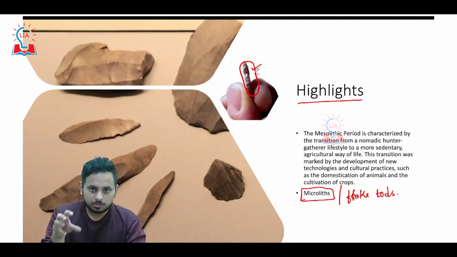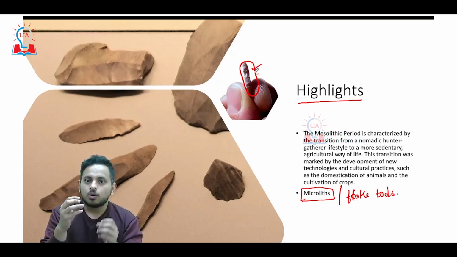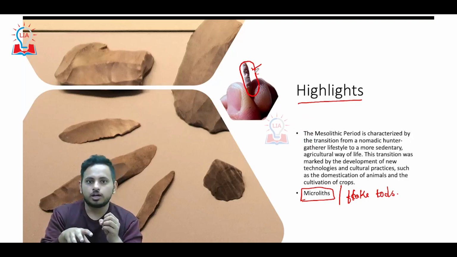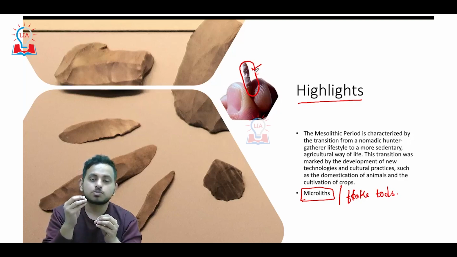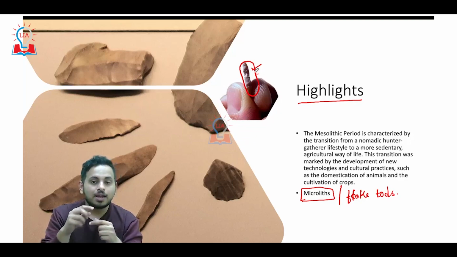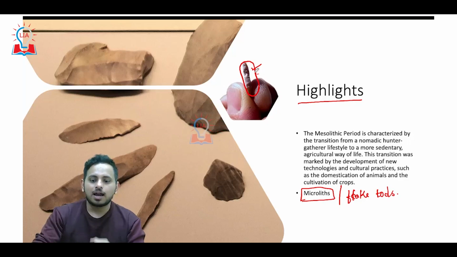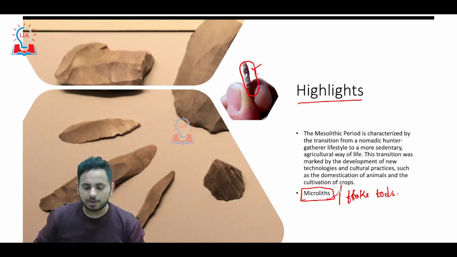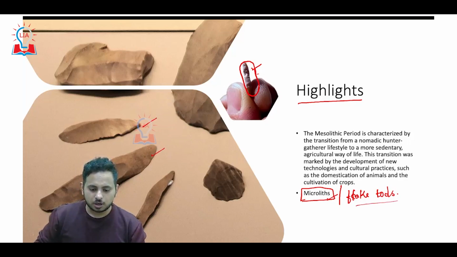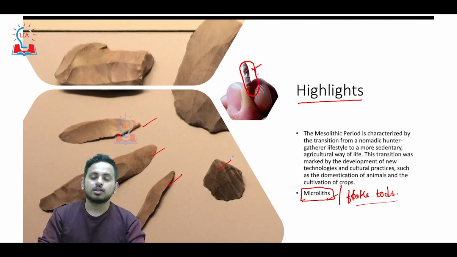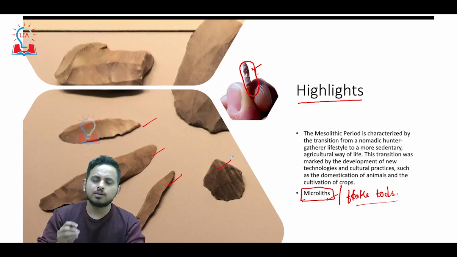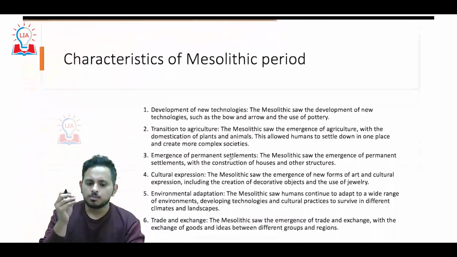But in the Mesolithic period, he picked up the part of the bigger stone that had fallen down. A small part of a bigger stone had fallen down, and he picked it up, polished it, sharpened it, and started using it as a microlith or flake tool. These are some examples of flake tools or microliths. Remember, this is a very classic and very important pointer under the Mesolithic period.